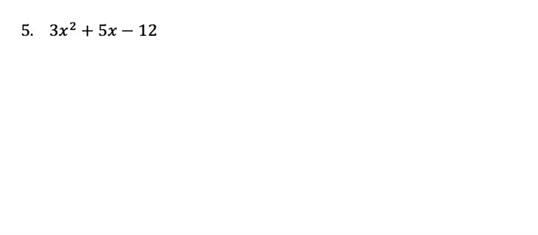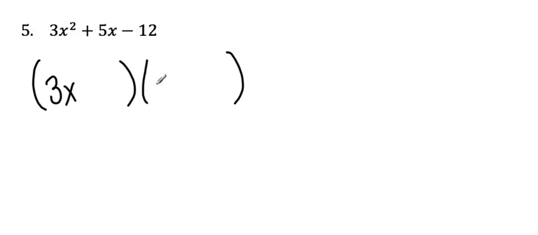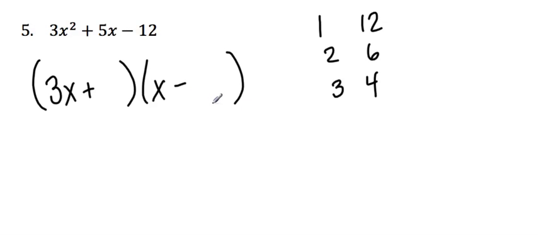So since it's a squared here, it's going to break down into 2 binomials. So how would I get a 3x squared? The only combination I could have there is a 3x and an x. Now I have to get a negative 12 there, and that has a lot of options. 1 and 12, 2 and 6, 3 and 4. And to get a negative 12, one of these has to be negative. So let's put a plus and a minus here.